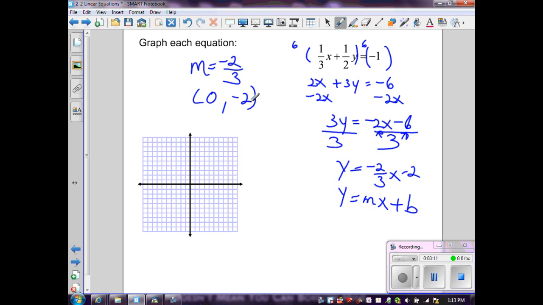Now, all I do is I plot my y-intercept, which is (0, -2). Then, all I need to do is to count my rise over run. Here, since this is negative, I'm going to count down 2 and over 3. And there is where I'll place a point. And then I continue until I have 3 points designated, down 2, over 3, and place another point.